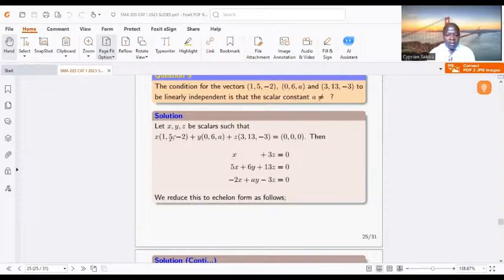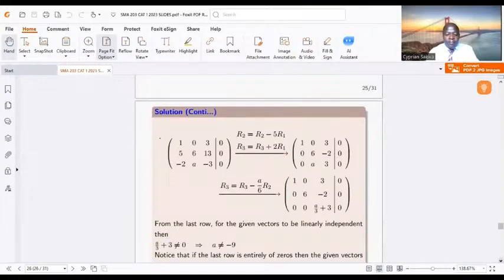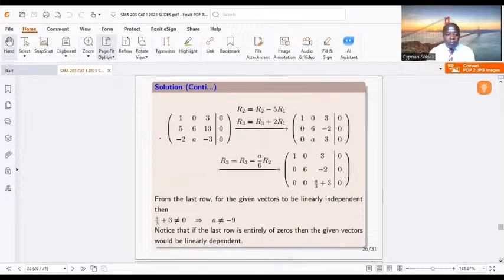So I have this. When I open the bracket, I have x plus 0y plus 3z is 0. 5x plus 6y plus 13z is 0. Open the brackets there and then reduce the system to a given form. I've already reduced it to a given form here, and we know how to reduce it, so I'll not go through it. Now, we want the value of s so that the system is linearly independent.